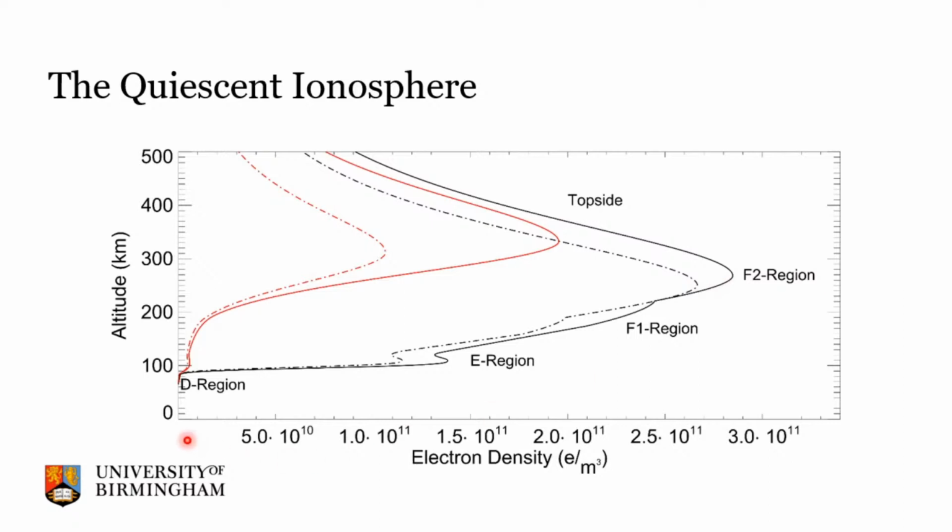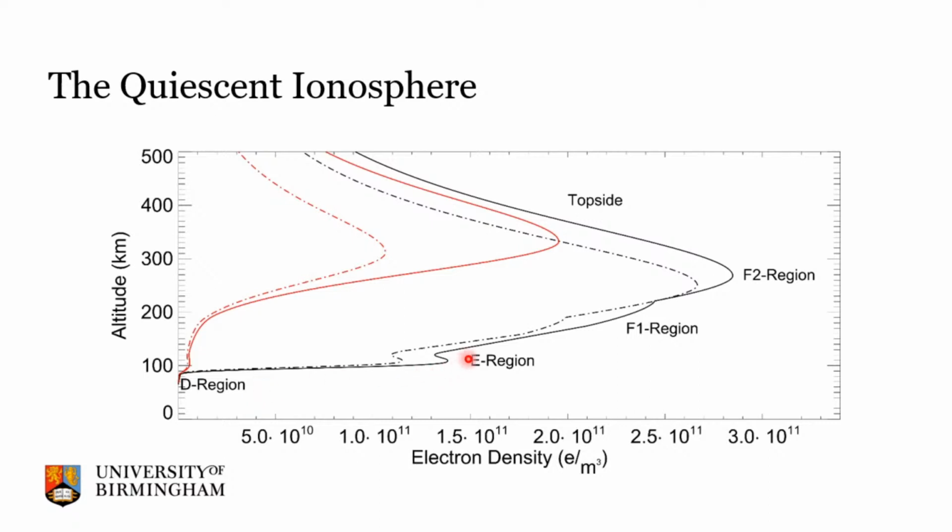You'll note that during the daytime, when we have a substantial amount of photoionization, the ionosphere can be broken up into a series of layers. We have the D region, the lowermost region of the atmosphere. This is generally the region that we attribute to absorption for high-frequency communication systems.